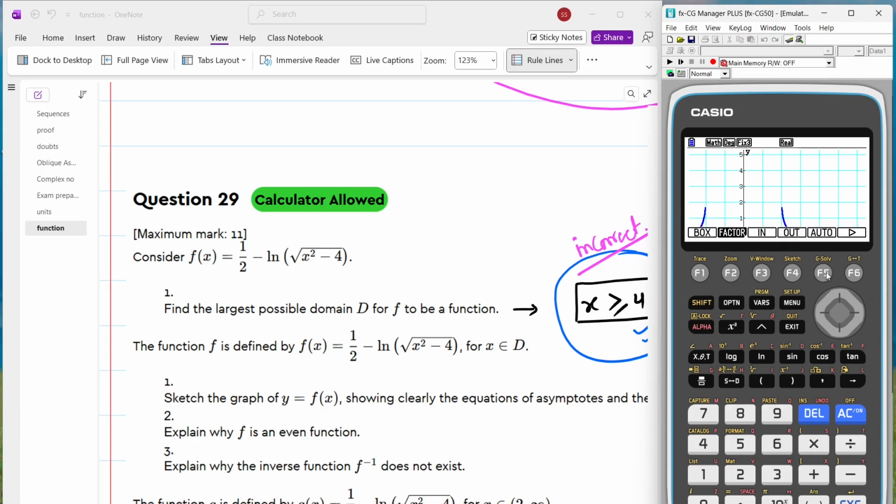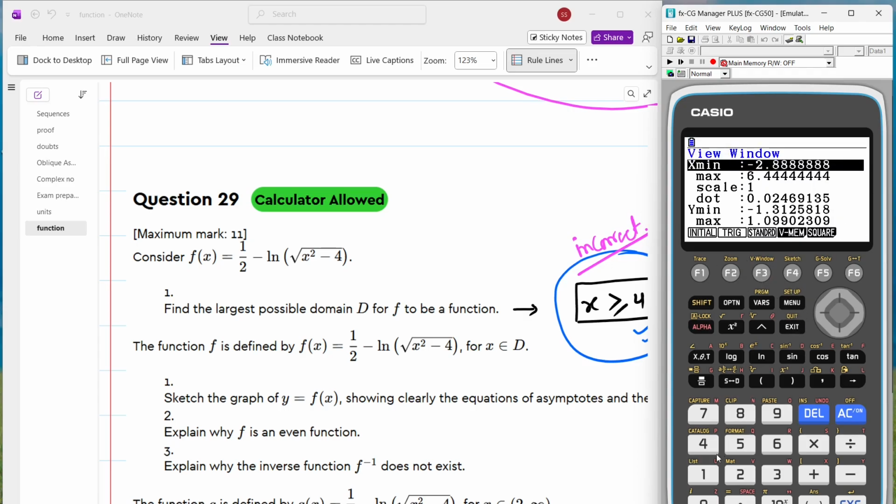Wait. Zoom auto zoom. So if you are not getting something, you can go for your view window. And for example, if you want to see from probably -10 to 10, so you may check from -10 to 10.